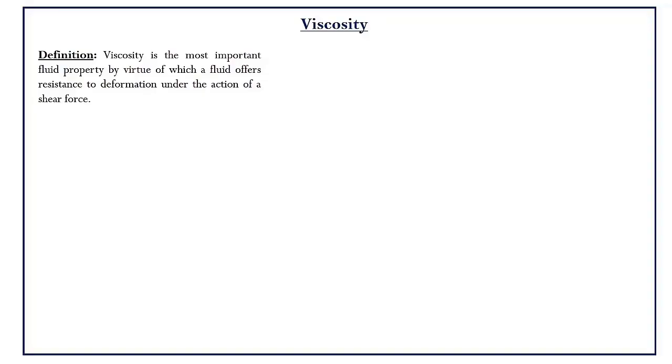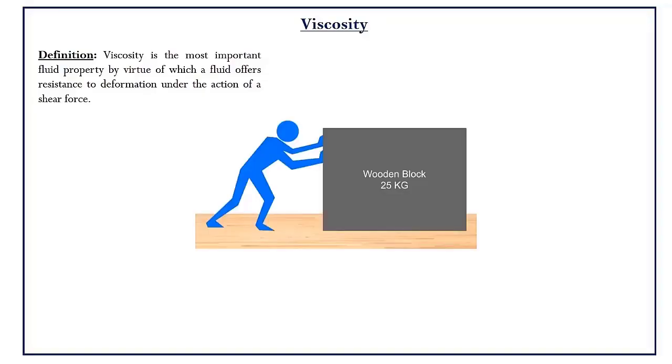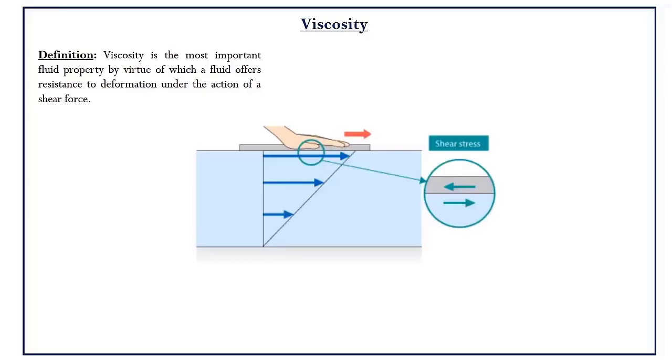What happens when you try to move a block by pushing the block against a rough surface? You feel some amount of resistance force to move the block due to the frictional force acting between the meeting surfaces. In a similar fashion, when you apply a shear force on a fluid element and try to deform it, then the fluid element also offers a resistance force to deformation due to viscosity. Therefore, a more viscous fluid offers more resistance force to deformation.